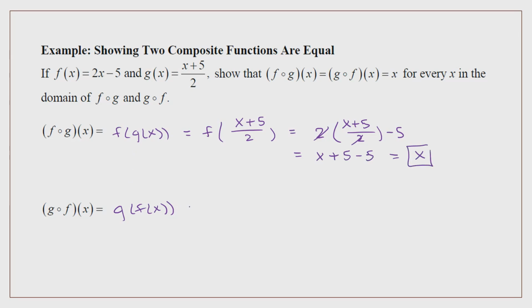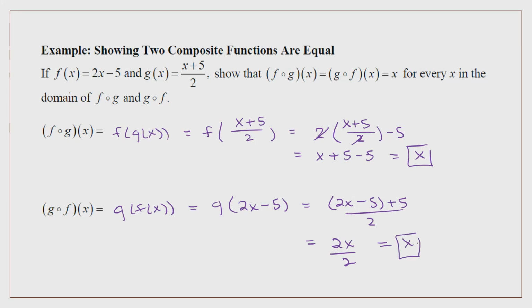Then for g of f of x, I'm substituting in 2x minus 5 for x. So I will have 2x minus 5 plus 5 divided by 2. I can simplify the numerator, so that's 2x divided by 2, and that also equals x. So I've now shown that f composed with g of x and g composed with f of x equals x.